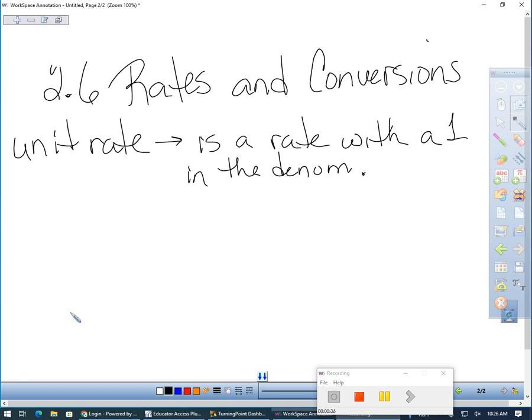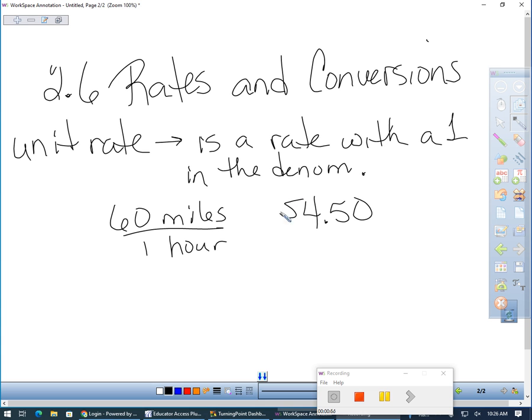Examples of unit rates might be 60 miles in 1 hour. Right? There's a 1 in the bottom. Okay? Or maybe it's $4.50 per 1 gallon of gas. Okay, but they have a 1 in the bottom, so they're called unit rates. All right?